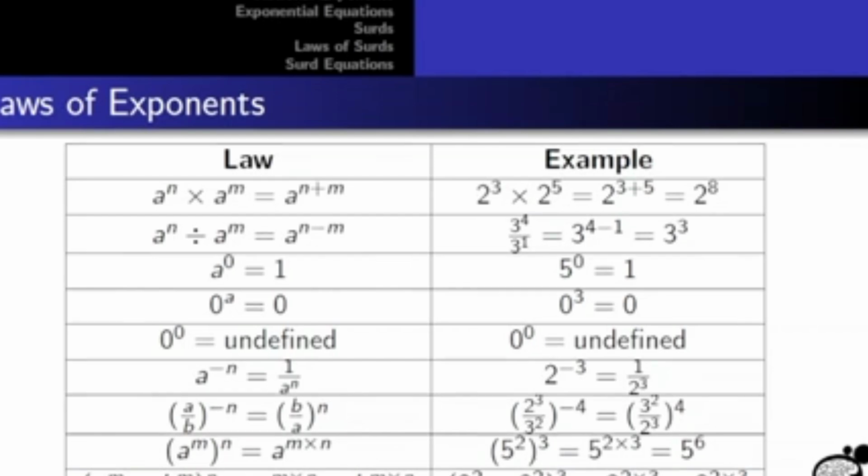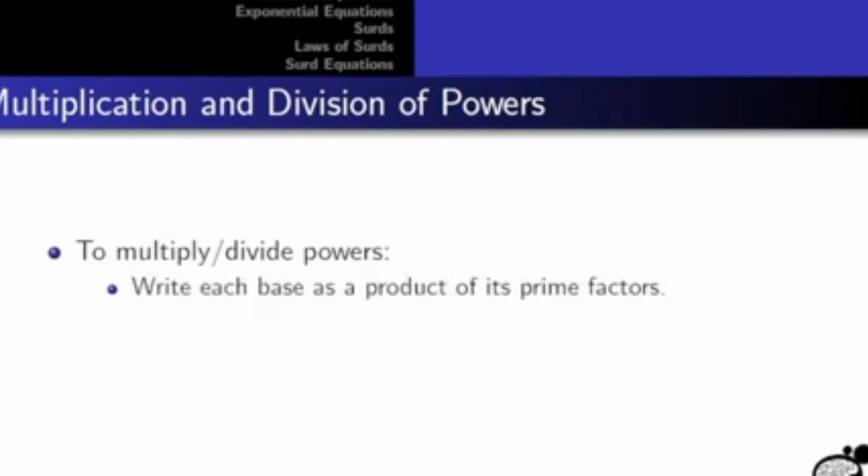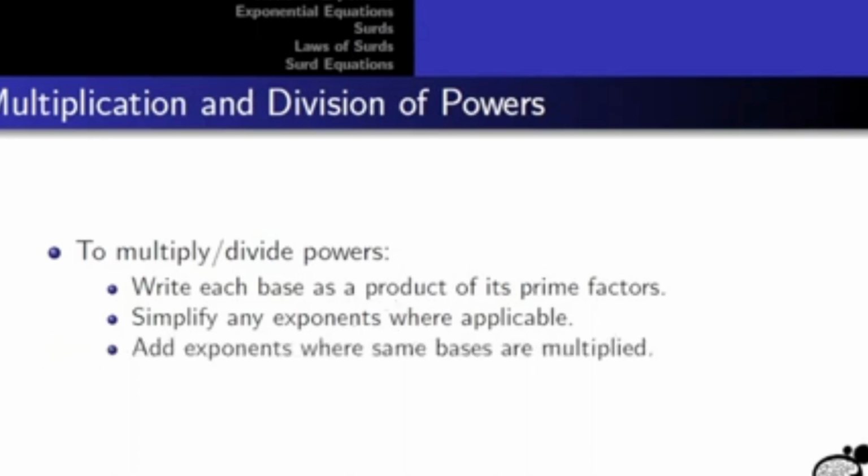And then the laws are used when we are simplifying, and we're going to take a simple example. There are steps to follow when you are multiplying or dividing powers. First, you write each base as the product of its prime factors. It is important to know the prime numbers. What are prime numbers? You simplify exponents where applicable. You add the exponents where the same bases are multiplied.